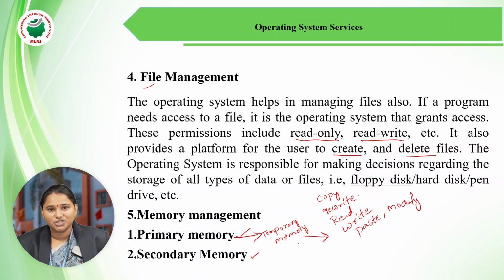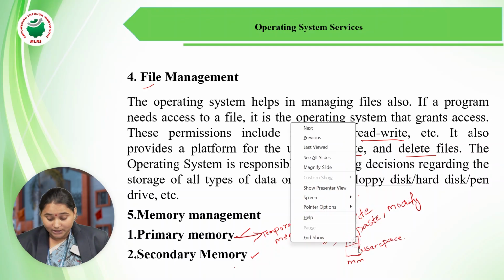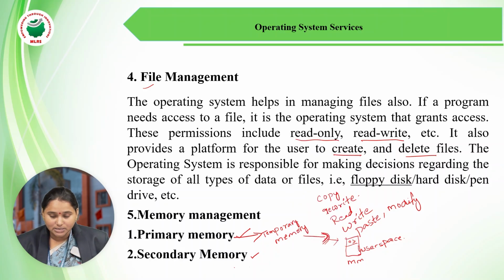Temporary memory is not permanent. Here, secondary memory is permanent memory. The primary memory or main memory contains two parts. First one is the OS and the second one is the user space. Whatever program is given by the OS at a particular time, its execution can be done through the OS only.